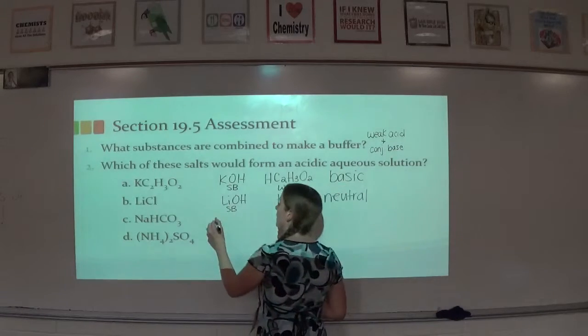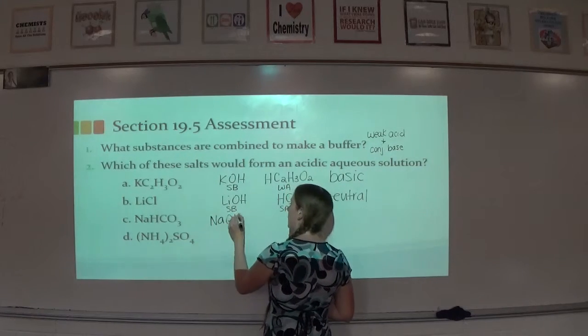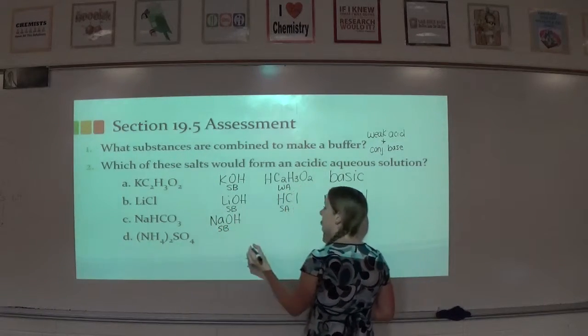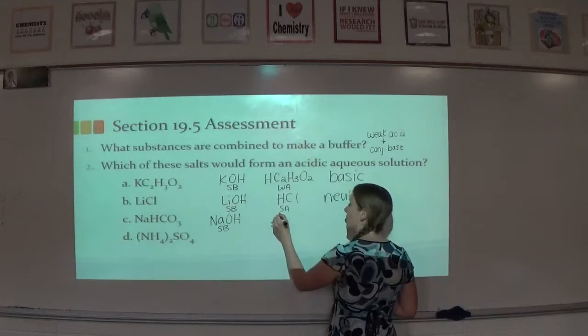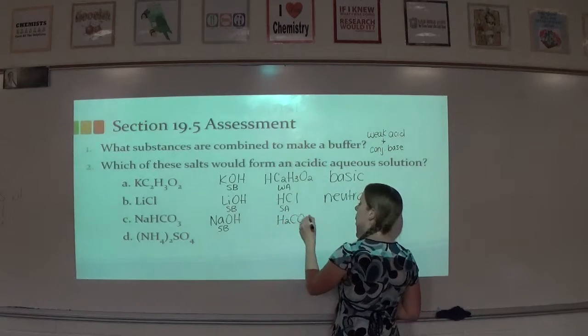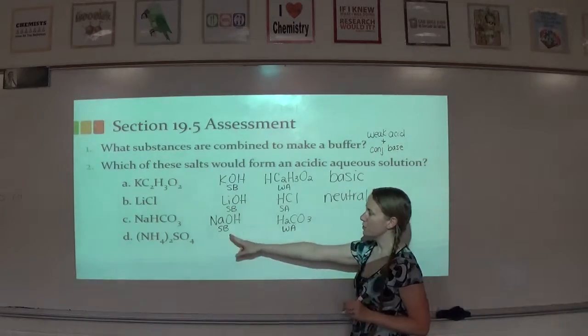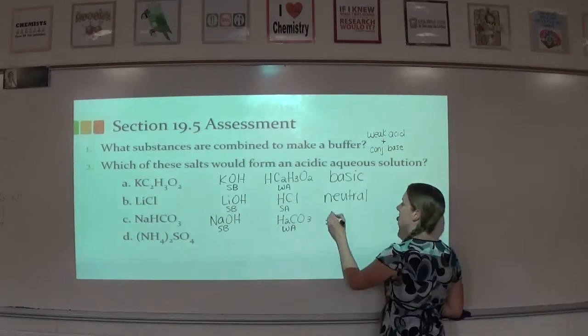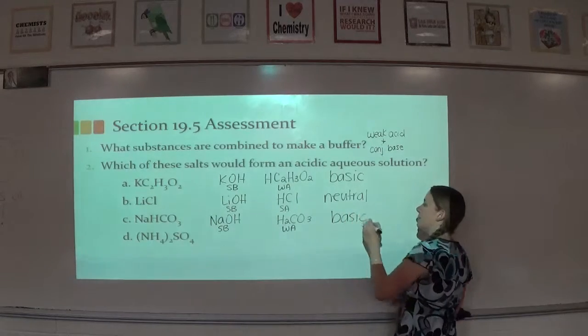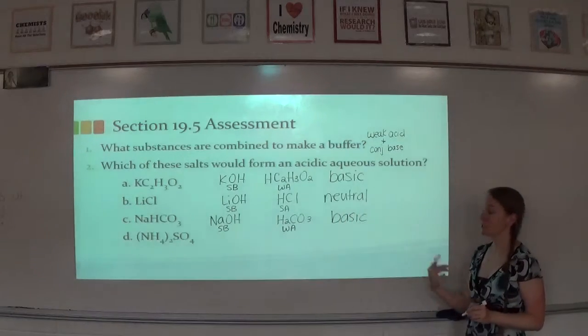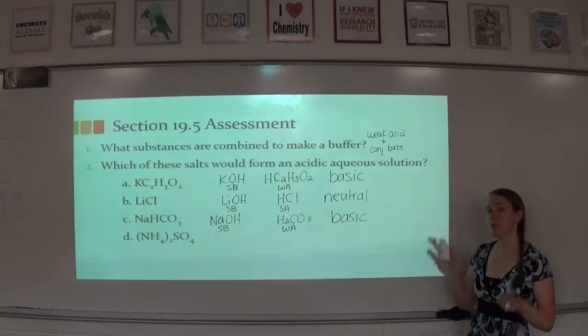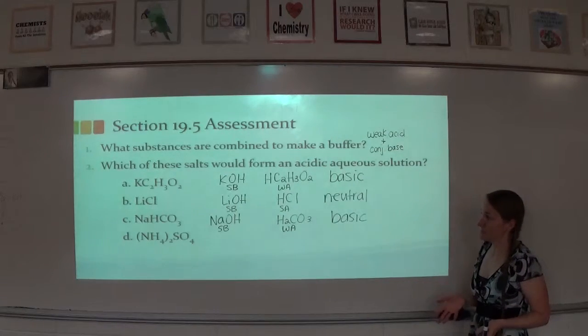Alright, next C. Na came from NaOH, which is a strong base. HCO3 came from H2CO3, carbonic acid, which is a weak acid. So again, we have a strong base and a weak acid. That means it's going to be basic. But remember, it's basic because of that conjugate base that's produced. I don't want you thinking it's because of the strong base, because it's actually not because of that.